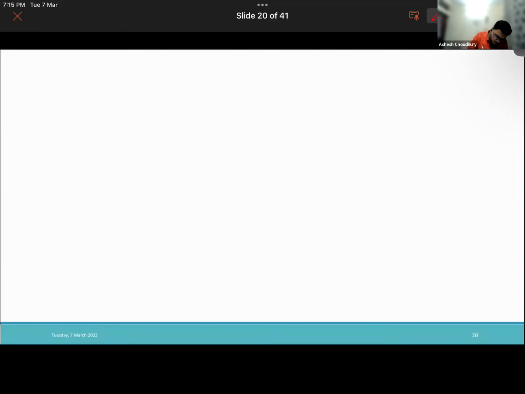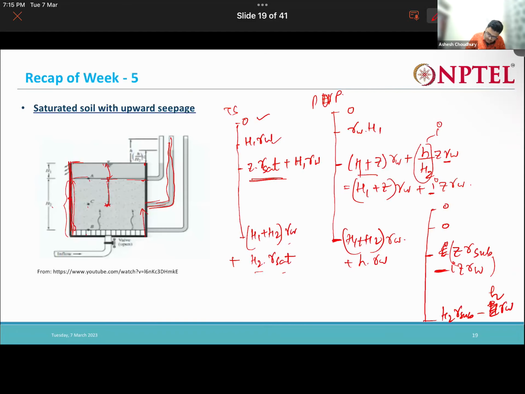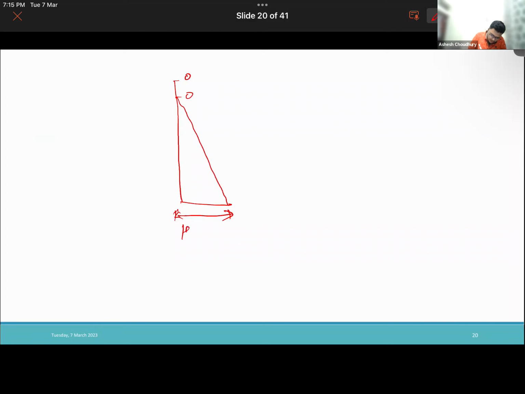For downward flow, at the top it is 0. Then again it will be 0 here. Then it will be like this. Here we got minus, so it will be just plus here: h into gamma sub plus h into gamma W. And at z depth we get z into gamma sub plus iz gamma W. This is for downward flow.